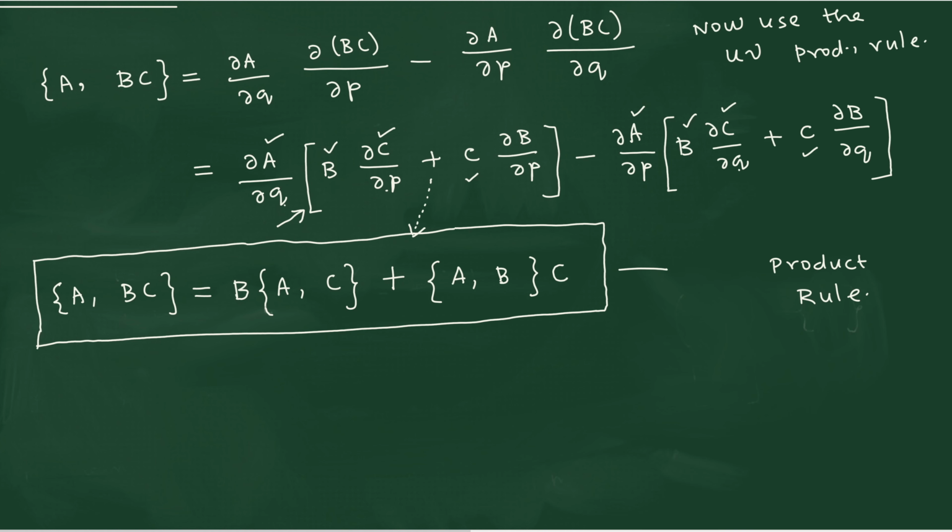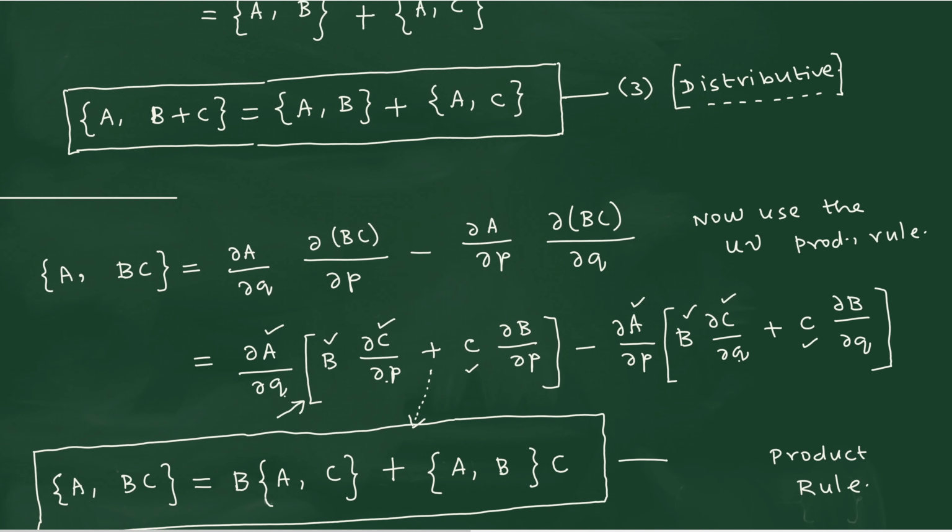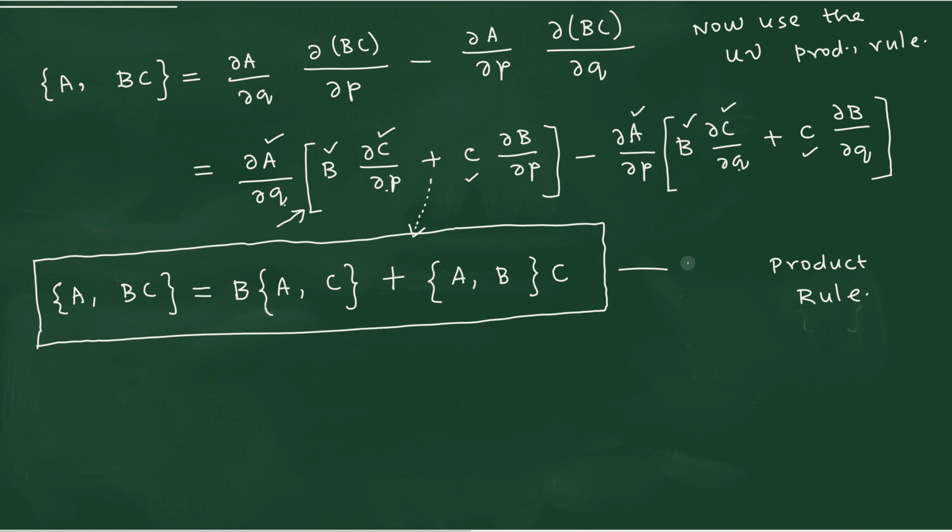The equation number I do not know, so please check. Earlier one was a 3, so this one you keep as a 4. So this is another property, a very important property.